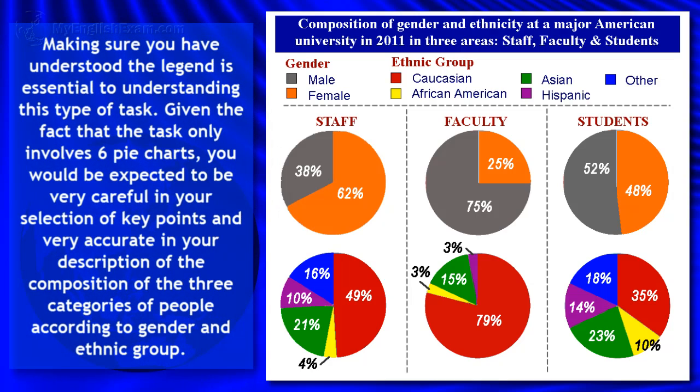Making sure you have understood the legend is essential to understanding this type of task. Given the fact that the task only involves 6 pie charts, you would be expected to be very careful in your selection of key points and very accurate in your description of the composition of the 3 categories of people according to gender and ethnic group.